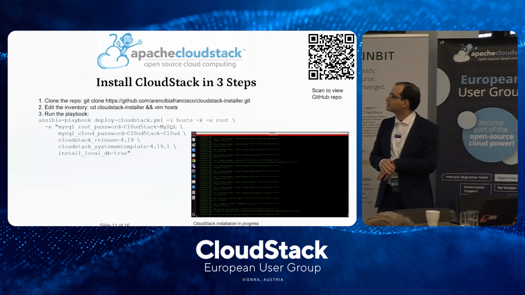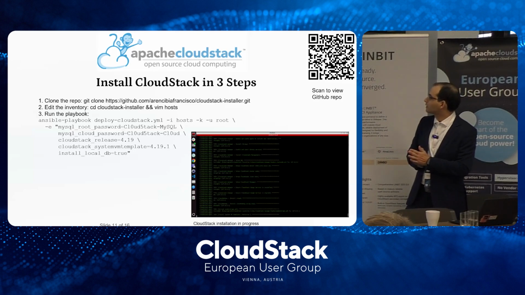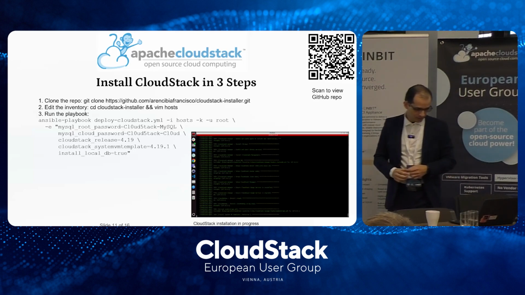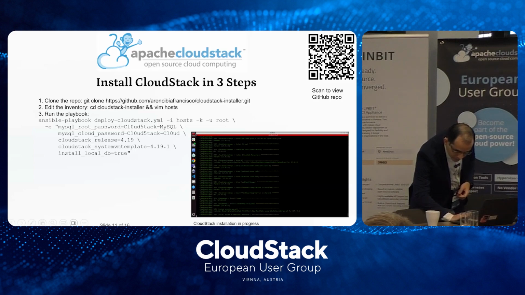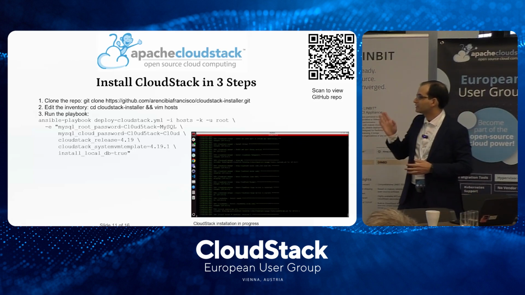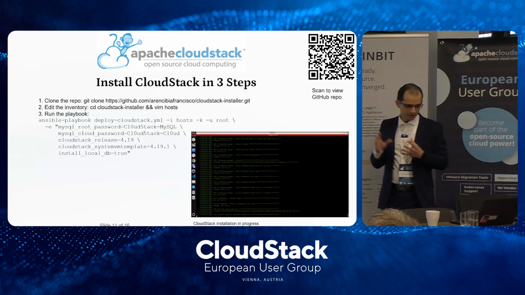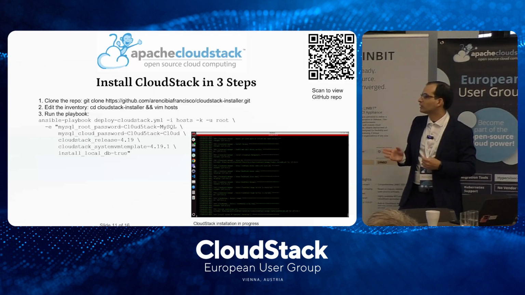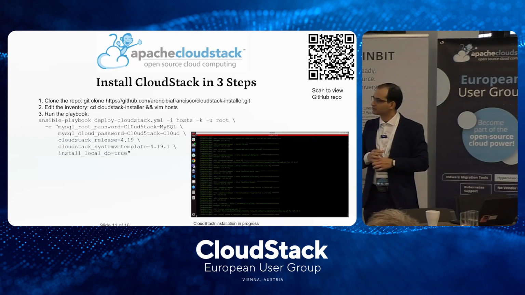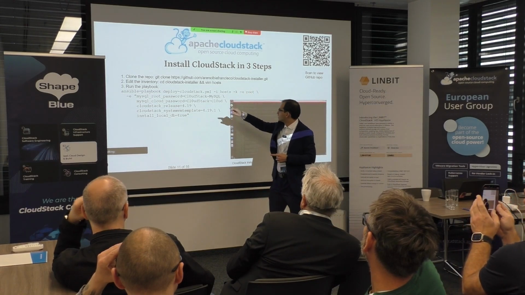Okay, let's do it. Let's install CloudStack in 3 steps. How can we do that? You can clone the repo. You can scan the GitHub repo. Actually, this is the repo we are using inside the company. I have a public one, but it's the same. We are using it to deploy all our environments. It's good enough. You just need to clone the repo, define the host.